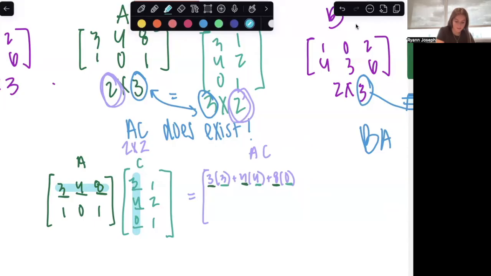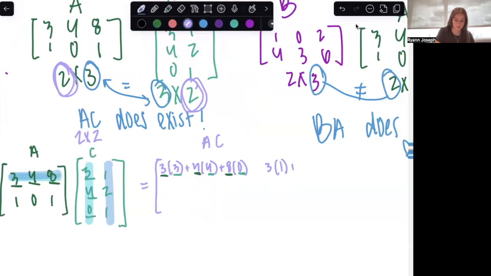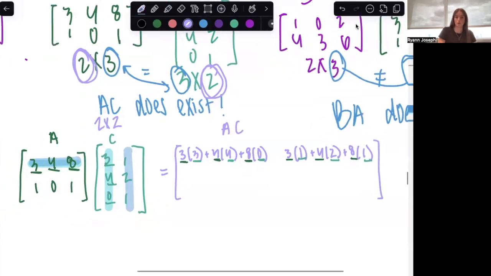Okay, then my next value I'm going to do is my row times my column. So this is going to be my second entry in the first row in AC, which makes sense because the first row in A, so it's going to be the first row in AC. It's the second column in C, so it's going to be in the second column in C. So 3 times 1 plus 4 times 2 plus 8 times 1. Again, I have my 3, 4, 8, and then I have my 1, 2, 1. That's my first row of AC.